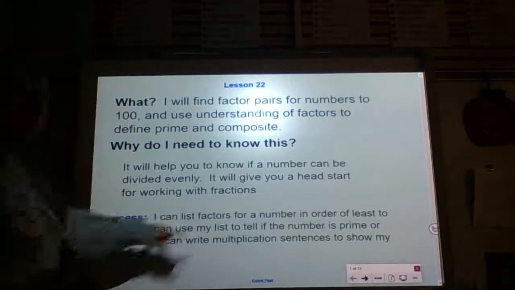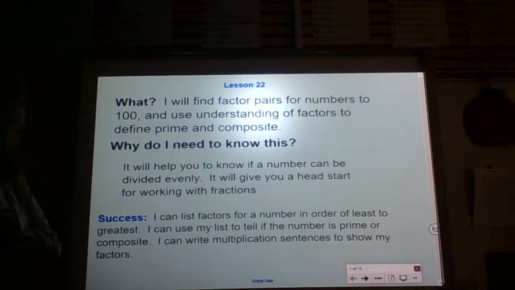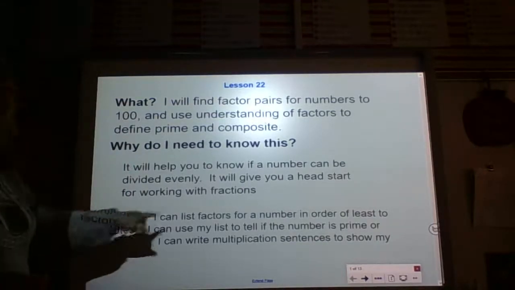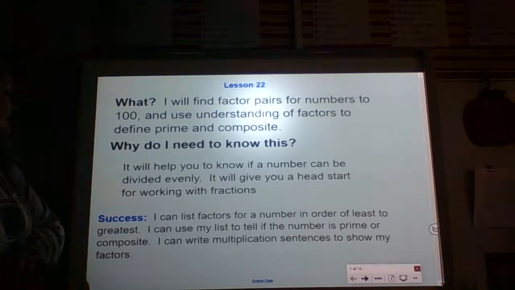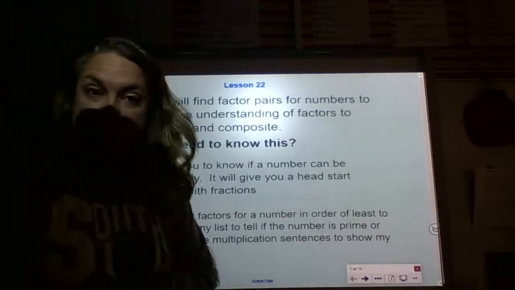We're moving forward with our division, and today we are going to talk about factors. We're going to talk about prime and composite numbers, and we are going to make a list of factors in order from least to greatest. So at the end of the lesson today, if you can list factors in order of least to greatest, and you can use that list to tell whether a number is prime or composite, then you have been successful.